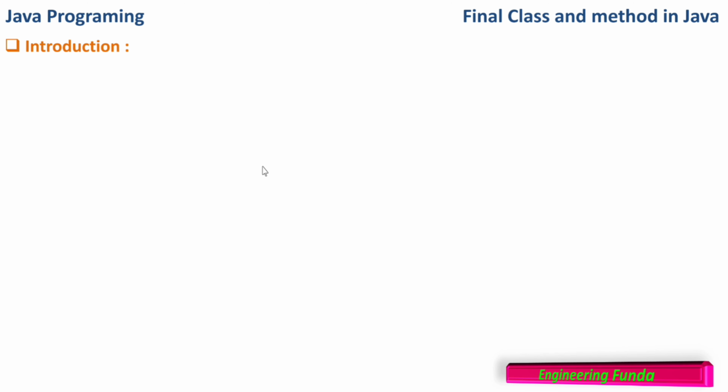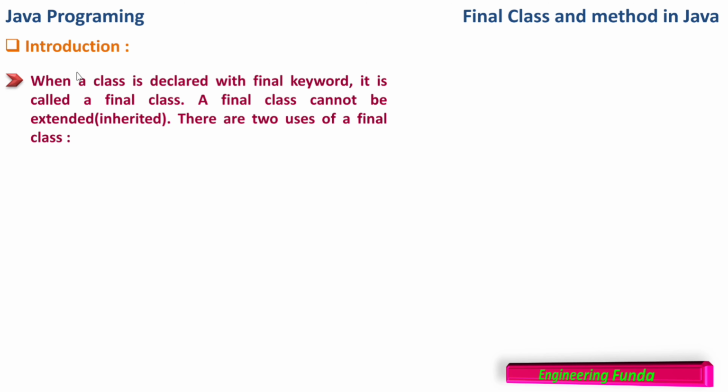Let us introduce what a final keyword is and how it is used for creating a final class and final method in Java. So when a class is declared with a final keyword, it is called a final class. When we are declaring a class and we write this final keyword just before the class keyword, then we say that the class is final. Now, what is a final class? A final class cannot be extended or inherited. So a final class is a class which we cannot extend.